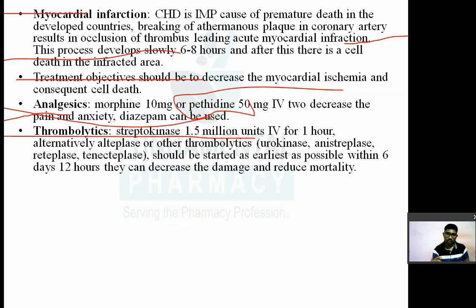Thrombolytic, particularly streptokinase, is used in a dose of 1.5 million units intravenously over 1 hour so that the myocardial infarction patient can be saved. You have to start this treatment as early as possible, within 6 to 12 hours, so that there is a decrease in mortality and a decrease in the damage to the myocardium. So these thrombolytics are used.